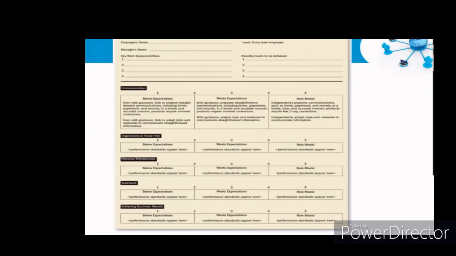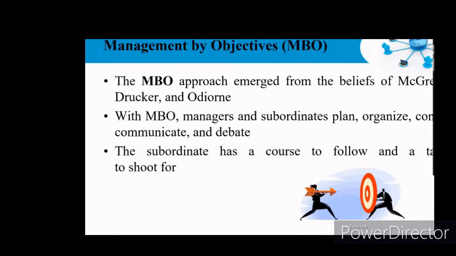Why? Because each rating has been described, and this is the competency which is required. So this is all clear for the traditional methods. Now we are going to touch upon a few of the modern methods. Modern, as the name goes, management by objectives.